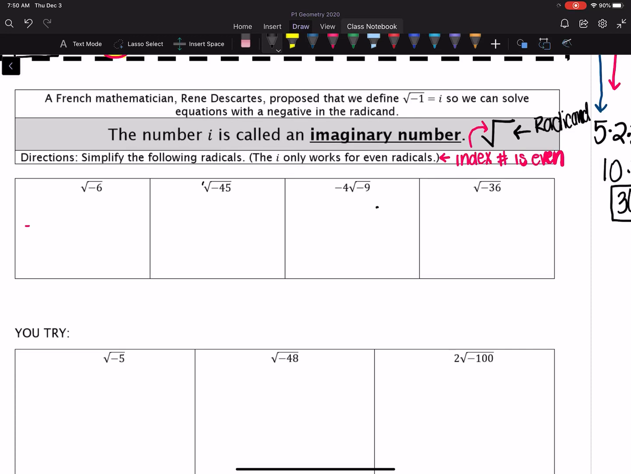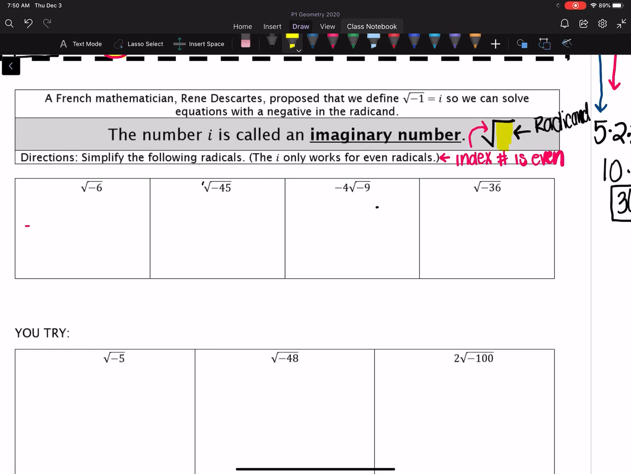So the radicals that we've worked with so far have all had even radicands, right? Meaning that the number under the square root, or radicand, has always been a positive number. So now we're going to look at what happens when we have radicals that have negative numbers. This is where our imaginary number comes into play.